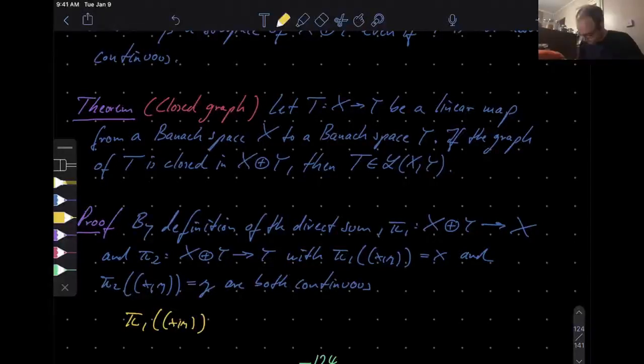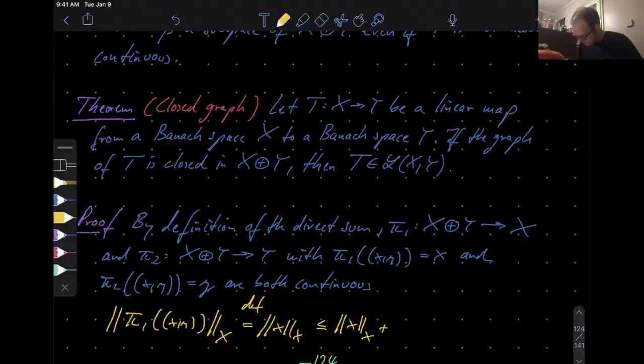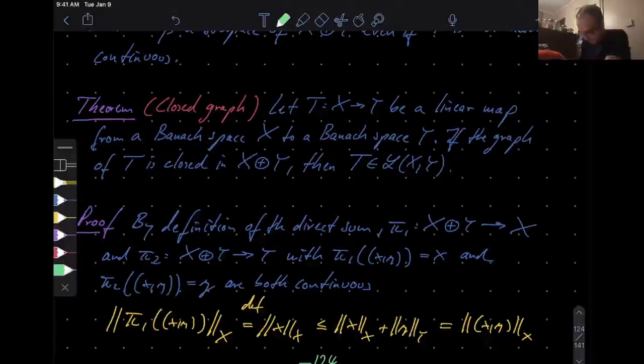So pi1, the norm here would be the X norm. Well, this is by definition equal to the norm of x in X space, and that is of course at most the norm of x plus, I can just add capital Y here, a non-negative quantity to that, right? Yeah, but this is precisely how the direct sum norm was defined, right? So then here you have it. This one at most being equal to that one says that the operator norm of pi1 cannot exceed 1. So it is a bounded linear transformation and hence continuous.